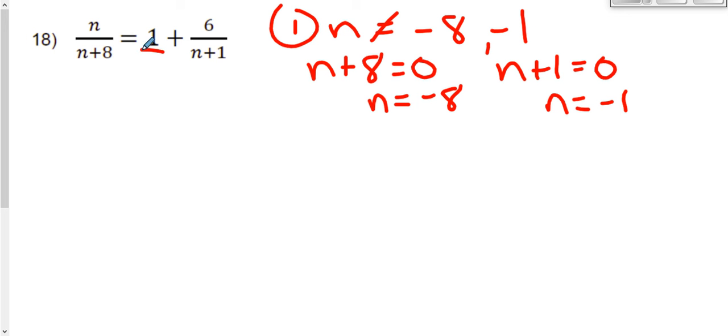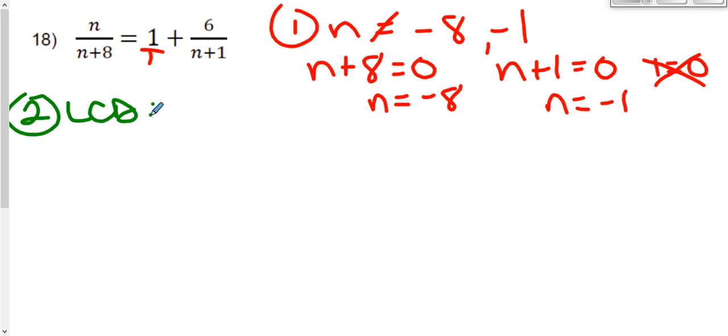This denominator, invisible 1, if I set 1 equal to 0, it won't give me any values I can't use because 1 will never equal 0. Up next, we'll find our lowest common denominator. So we'll look at the denominators one at a time. This n plus 8 and the n plus 1 have nothing in common, which means the factors that they're missing are each other. N plus 8 times n plus 1.